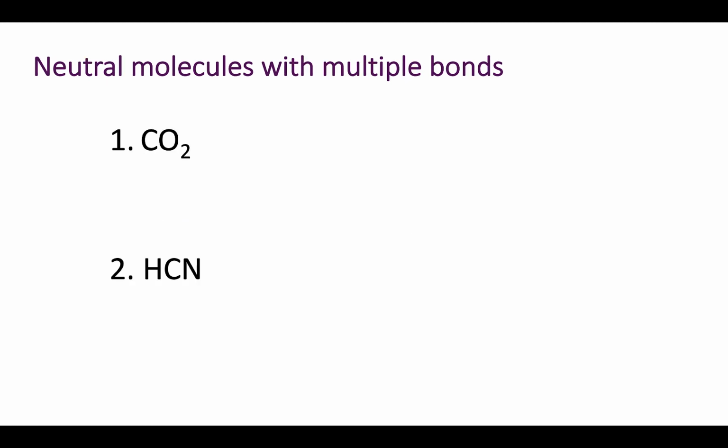Okay, note that we can also have multiple bonding, right? Sometimes there aren't enough atoms for one atom to bond to, because we know carbon likes to have 4 bonds. So how can we accomplish that?